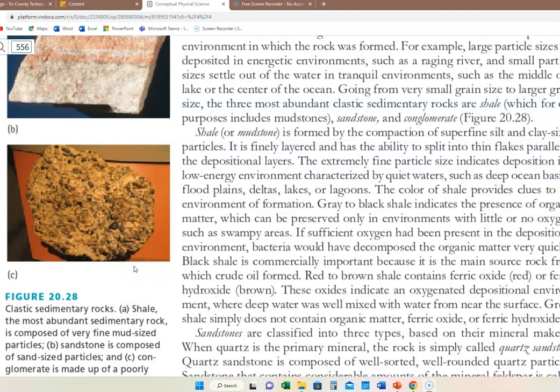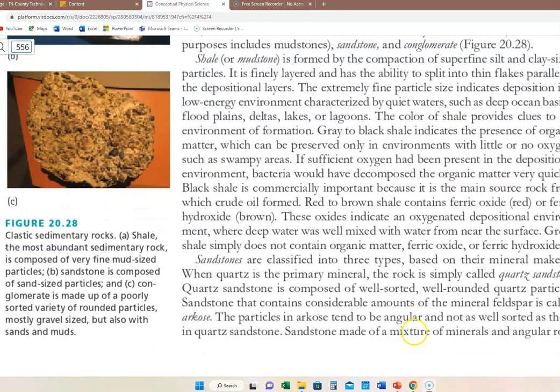Right, so I just wanted to show you that. I think sometimes it's nice to see these pictures. All right, and of course, sandstone. You can further classify this stuff. There are 3 different types of sandstone, depending on what it's made from and things like that.